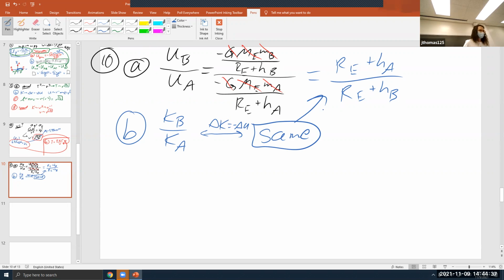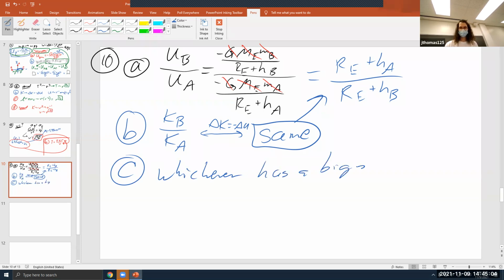Part C, they ask which satellite has the greater total energy. They give us the mass. We're in charge of finding the energy. One thing that I'll just point out from the very beginning is that it's the satellite which is furthest away that has the greatest potential energy stored, right? So as a result, it's just going to be whichever has a bigger altitude.